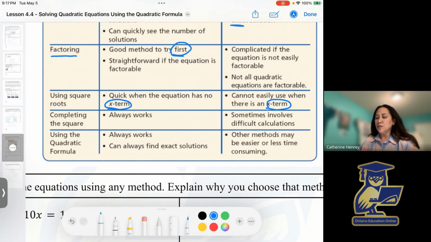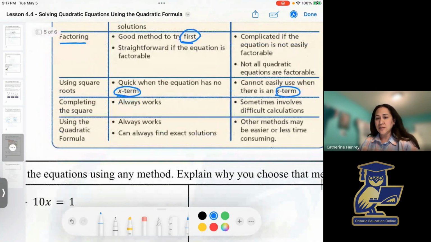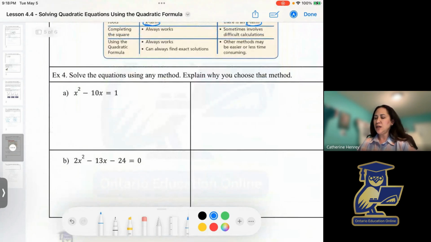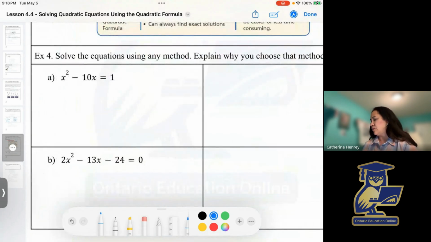Then we worked on completing the square. That always works. Sometimes you do have difficult calculations. And again, that is why we took a look at working with radicals and square root signs. And then finally, in this lesson, we took a look at using the quadratic formula. And again, this one always works, and we can always find an exact solution, but other methods could be easier or less time-consuming. Remember, the quadratic formula is a very large formula, and it can take up a lot of space on your page. So let's just take a look at some examples here, and maybe you can help choose one of the methods that would be most beneficial here.